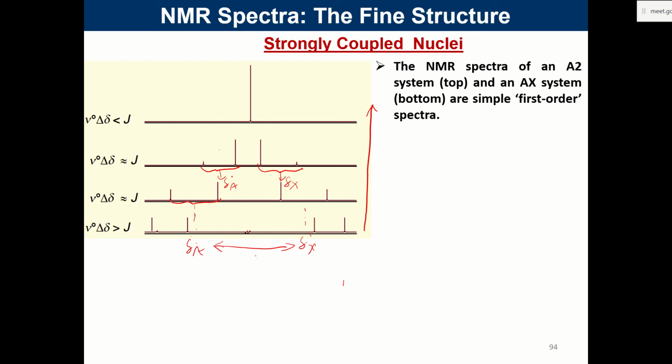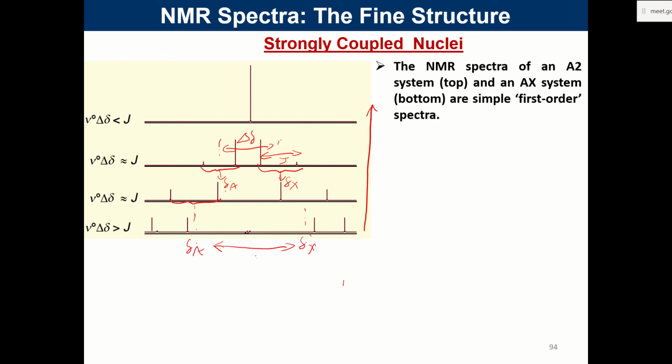Okay, so now you see the difference between the two. From this point to this point, this is much smaller than this. This is the delta, and the J values are just this much. So very close. Now the difference in chemical shift value and J are almost of the same value. Then this is what is going to happen.